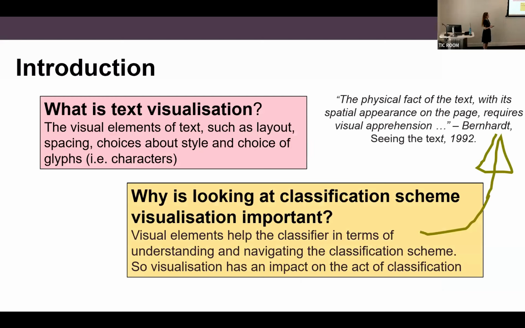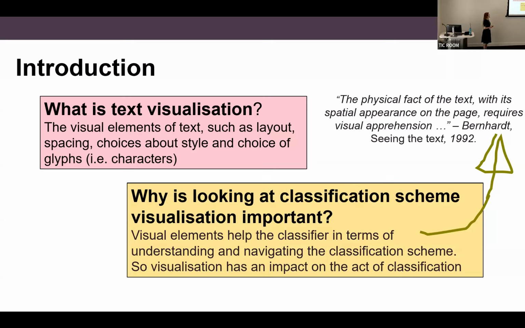So what is text visualisation? What am I talking about? Good question, this time in the morning. Well, I'm talking about the visual elements of text itself. So things like the layout, the spacing, the blank spaces on a page full of text, choices about style and the choice of the glyphs, i.e. the characters, things like typography. That's what I'm talking about.